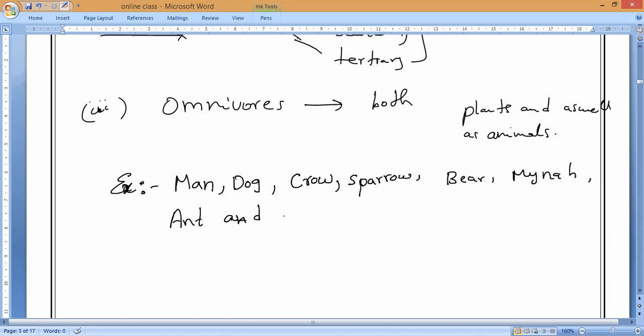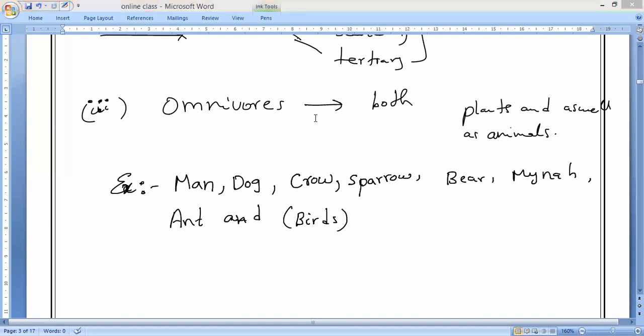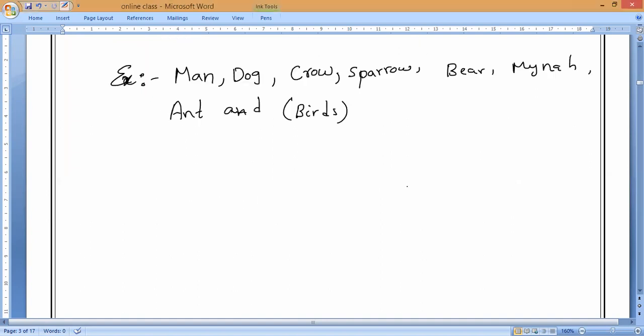Even most of the birds are omnivores only. They will eat flesh as well as fruits and everything. That is what we used to say. It depends. Suppose if we take an eagle, it is only non-vegetarian, so it will come under only carnivores. But if we take a crow, or other small birds like myna and all, they will eat everything, both plant based as well as animal based. So those are omnivores.